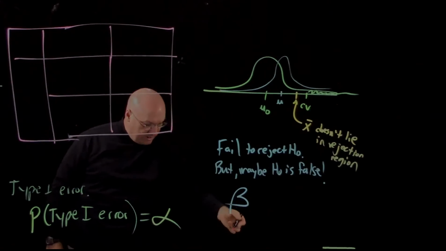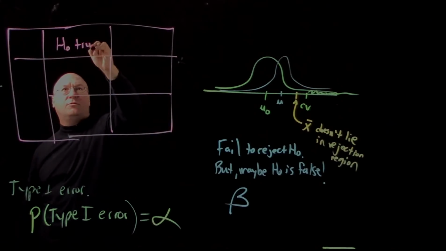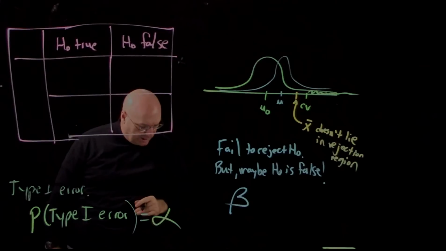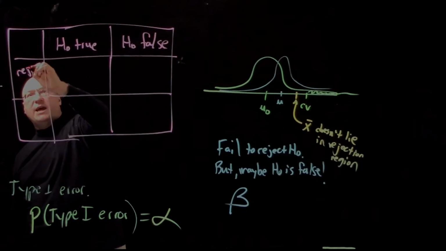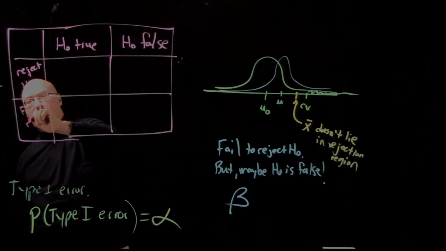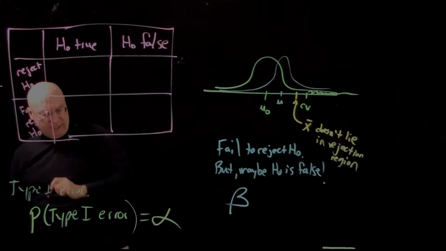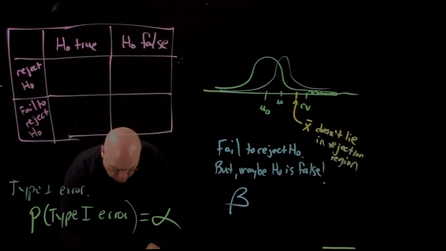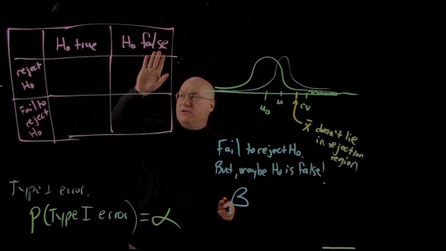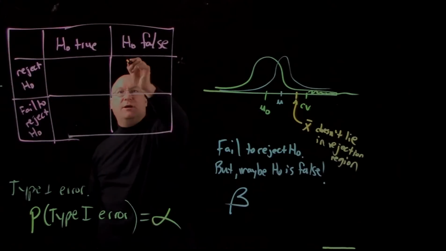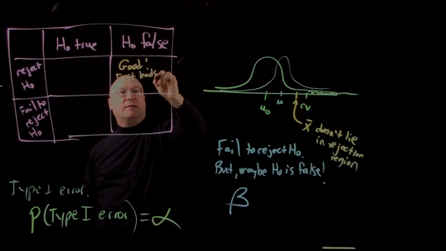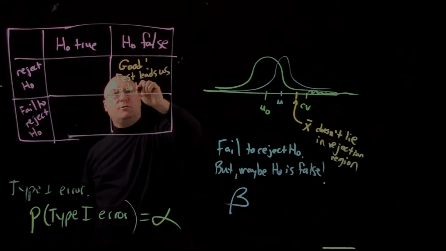And in here I have, what do I have? H naught true, H naught genuinely false. It's actually not right. And over here, we reject H naught, and here we fail to reject H naught. And what's going on? All right, let's look at this one first. H naught is actually false, and we reject H naught. This is good. The test leads us to do the right thing.